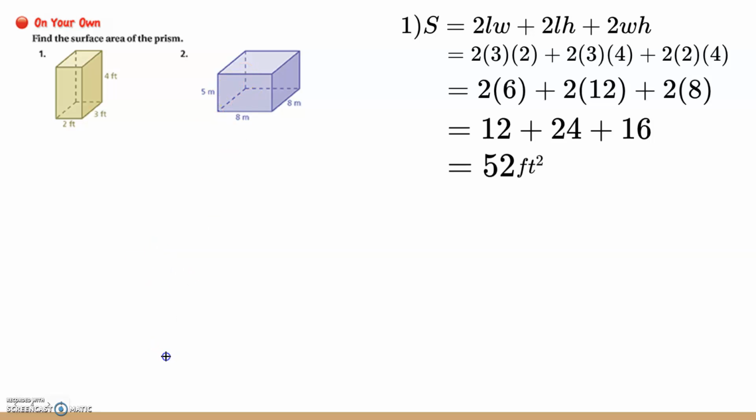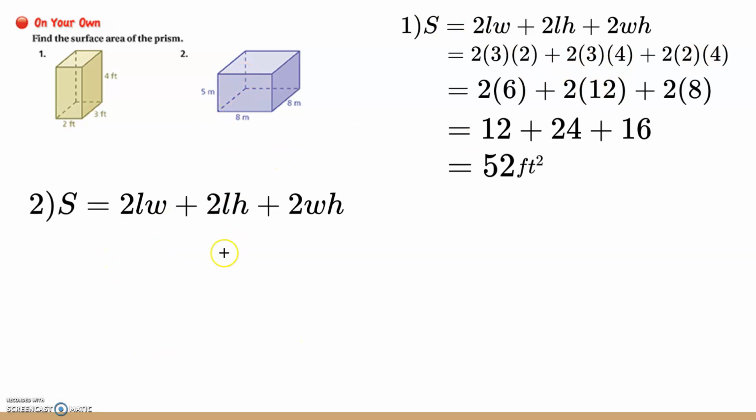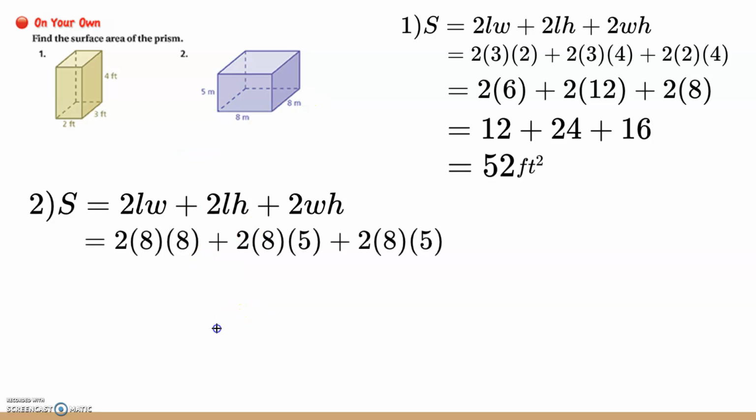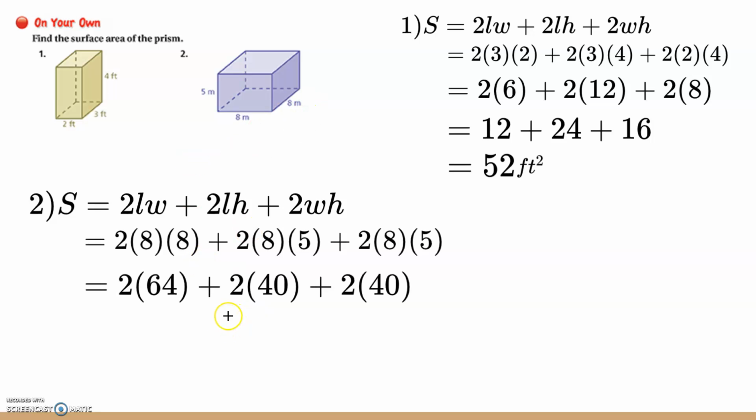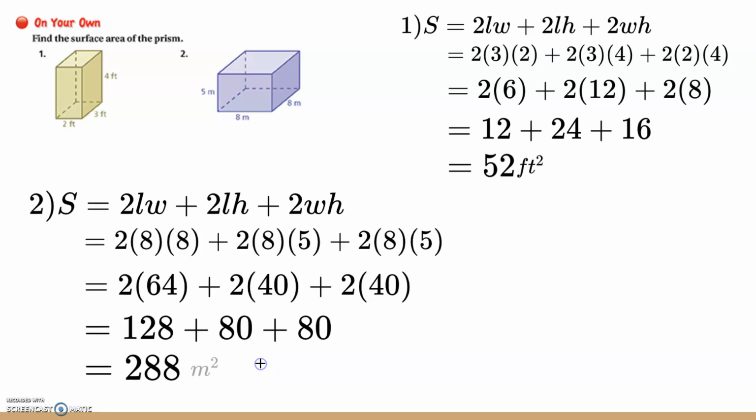So for the second one, we're going to write down our formula, and we're given the values of 5 meters as a height, 8 meters as a width, and 8 meters as a length. We're going to plug in our values, multiply them out to get 2 times 64 plus 2 times 40 plus 2 times 40. We're going to further multiply them, then add them all up to get 288 meters squared.